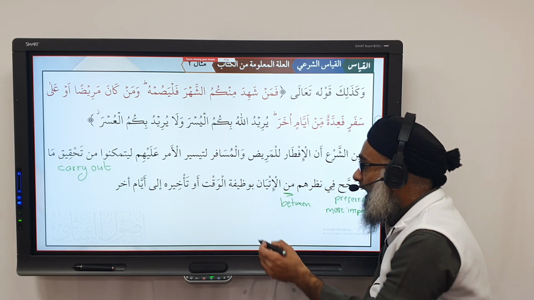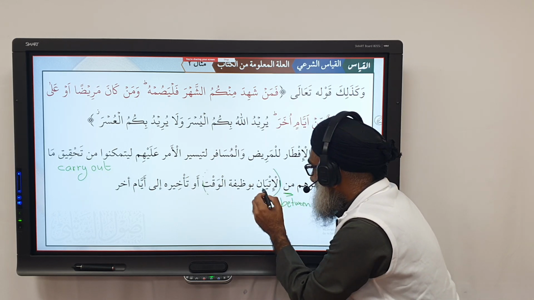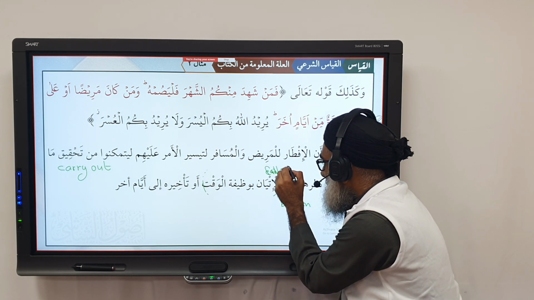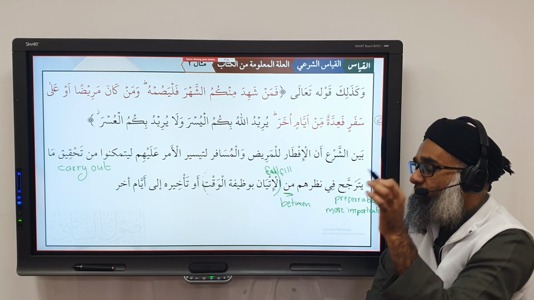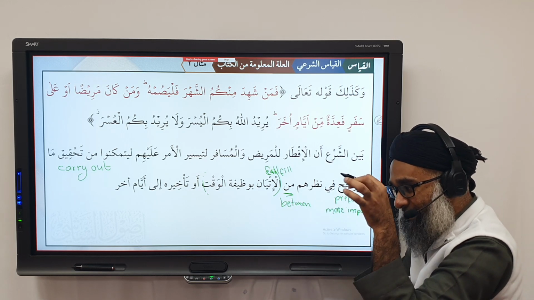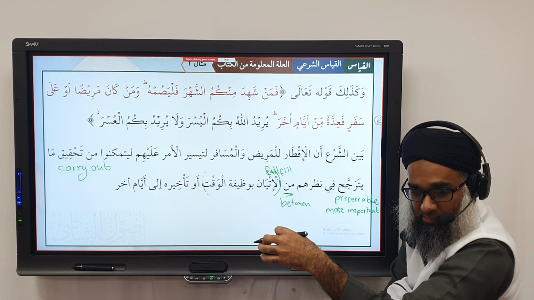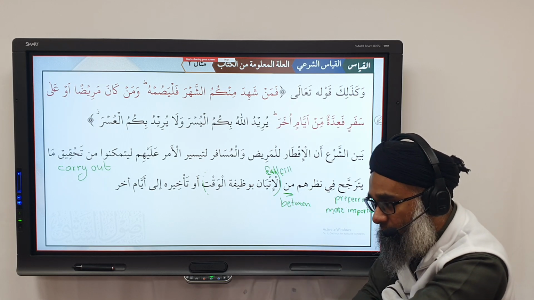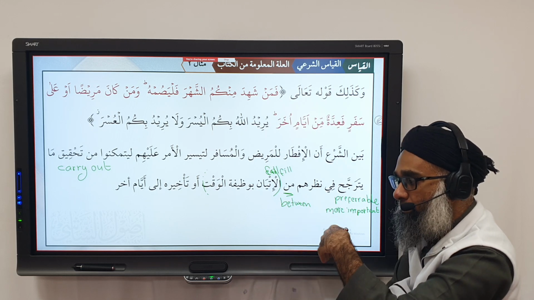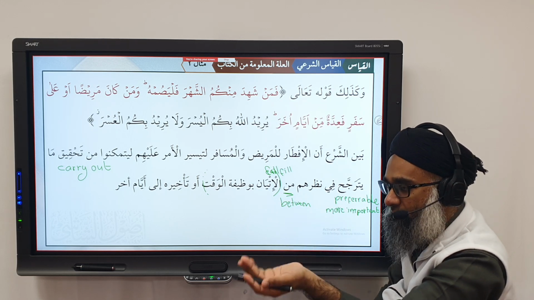Between al-ityanu bi wadhifati al-waqt, ityan means to carry out. Fulfill, let's say fulfill. To fulfill the wadhifa of the waqt. What's the wadhifa of the waqt? The prescribed action of that time, which is the fast of Ramadan, or between delaying it to other days.